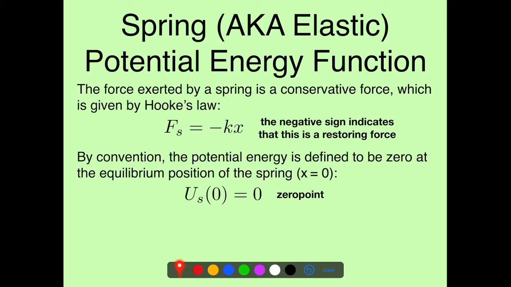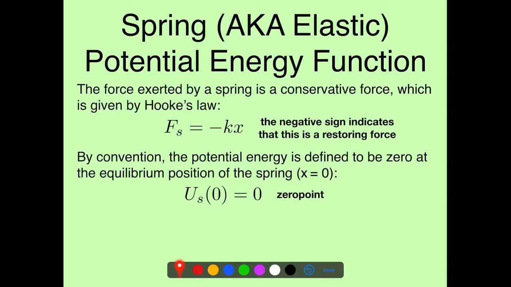So back in chapter 7, we learned about Hooke's law, which says that the spring force is given by minus kx. And the negative sign here just indicates that we have a restoring force. In other words, the spring force always brings the spring back towards equilibrium. That's what the negative sign tells you.